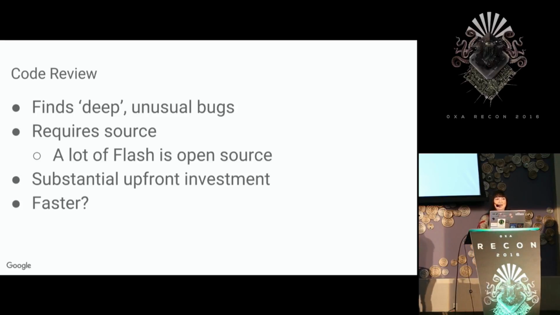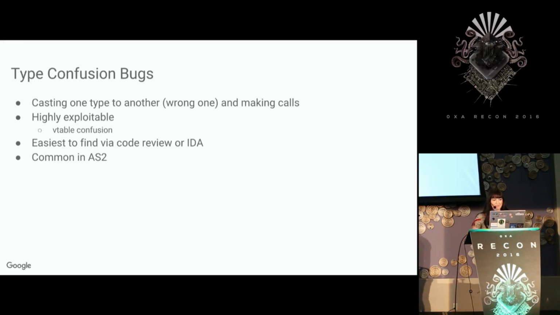Of course, the downside is it requires source, but as I said, a lot of Flash is open source. A lot of ActionScript 3 is. It takes a bit of an upfront investment. It's not easy code to understand, so it takes a while to figure out what's going on. But once you put in the investment, you can find bugs quite quickly. For example, when I started looking at Flash, once I ramped up, I was finding one bug a day for like several weeks until I started slowing down. So once you understand the Flash source, you can find bugs quite quickly.